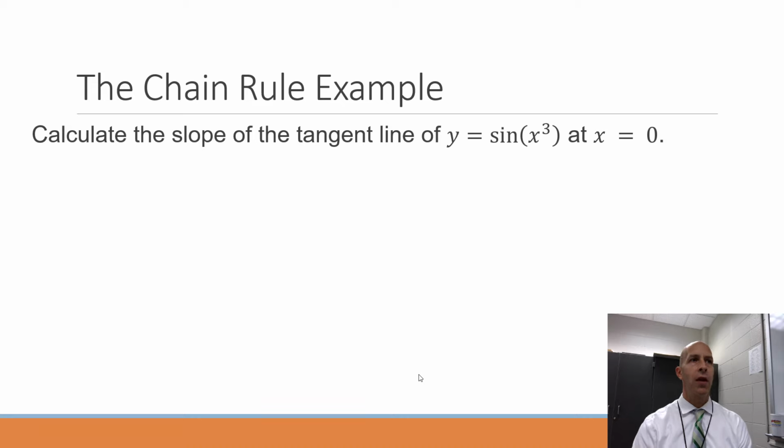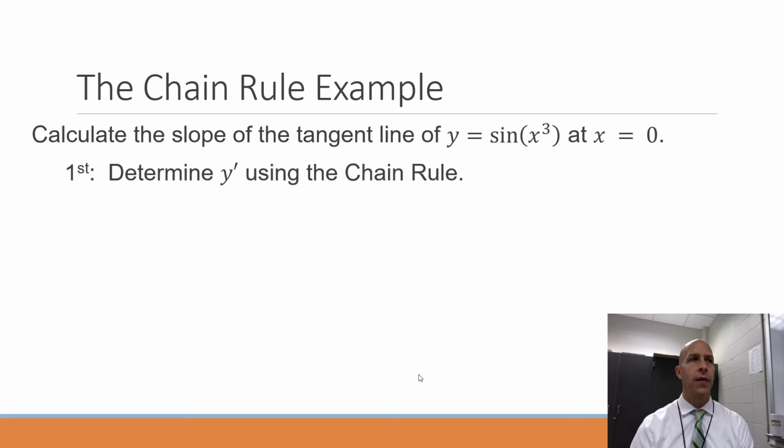Suppose I want to calculate the slope of a tangent line of y equals sine x to the third at x equals 0. So my function here is a composition of functions. And the first thing I want to do is figure out what f prime is. That's the derivative of y using the chain rule.